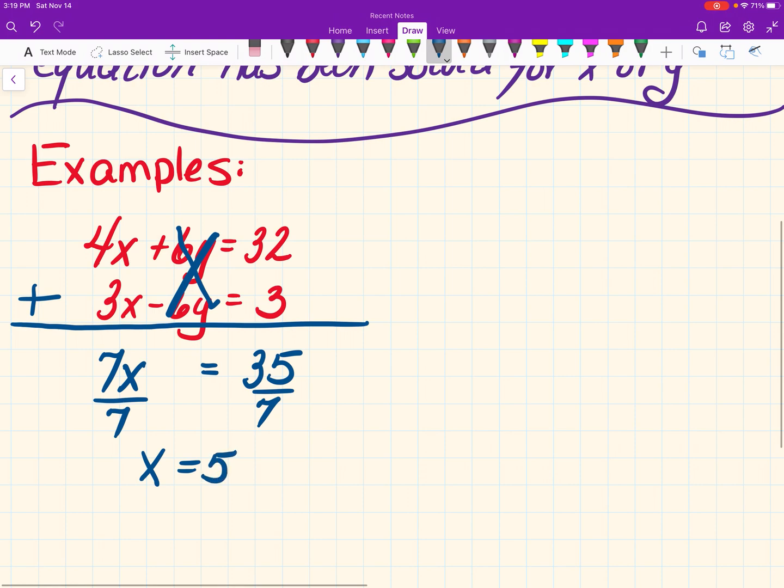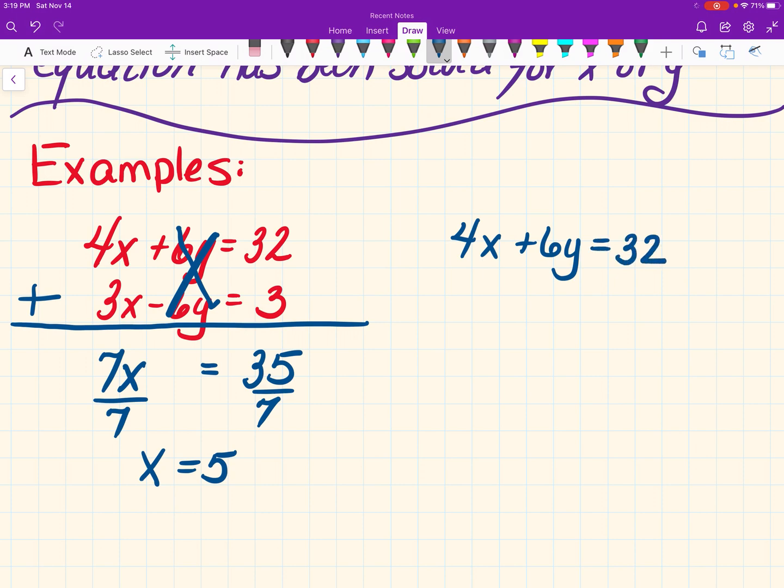But again, remember, if you only stop there, you've only solved half the problem. I don't know where the lines cross if you tell me x equals 5. You have to figure out y also. So you've got to take one of the equations from the top. So I'm going to take 4x plus 6y equals 32. It doesn't matter which one, you can use either one.